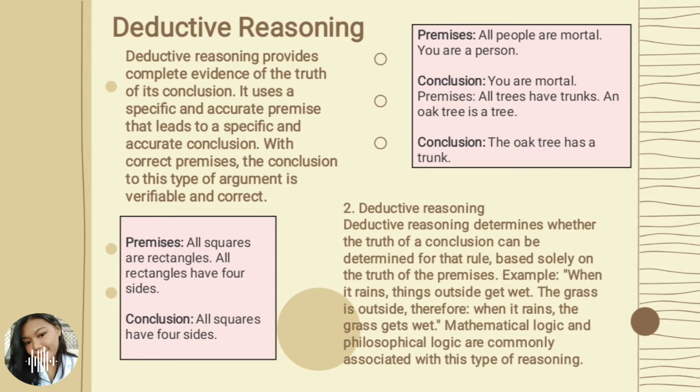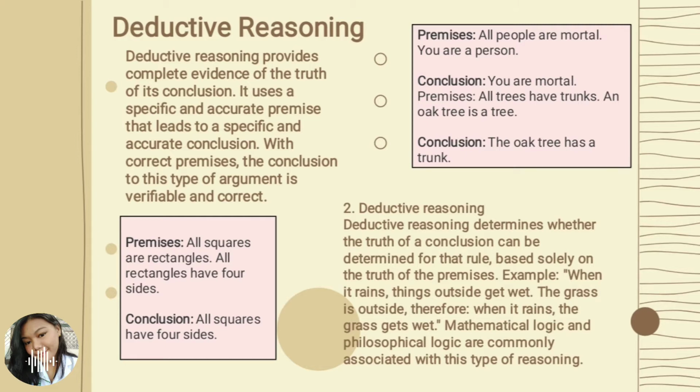Premises. All squares are rectangles. All rectangles have four sides. Conclusion. All squares have four sides. Second example. Premises. All people are mortal. You are a person. Conclusion. You are mortal.